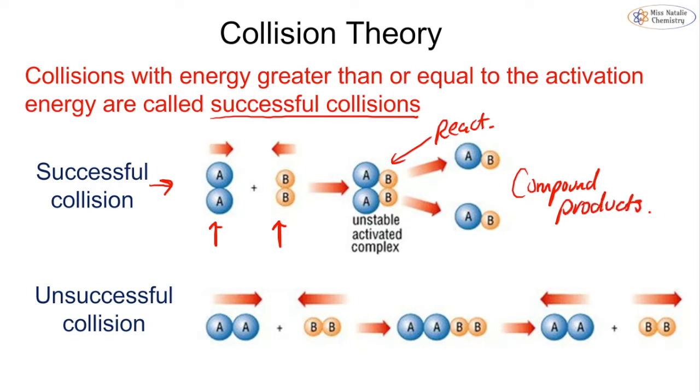Whereas in the bottom picture, you can see that A and B are hitting each other, but they do not have enough energy. So the energy that they are colliding with is less than the activation energy. So this is an unsuccessful collision. And you can see that A and B just bounce off of each other.